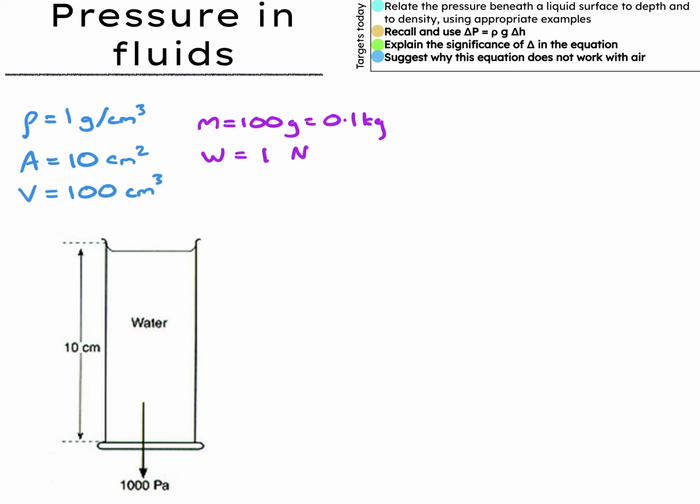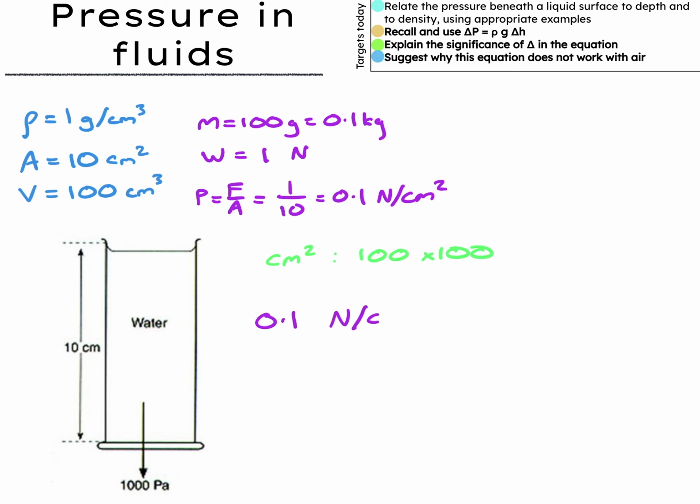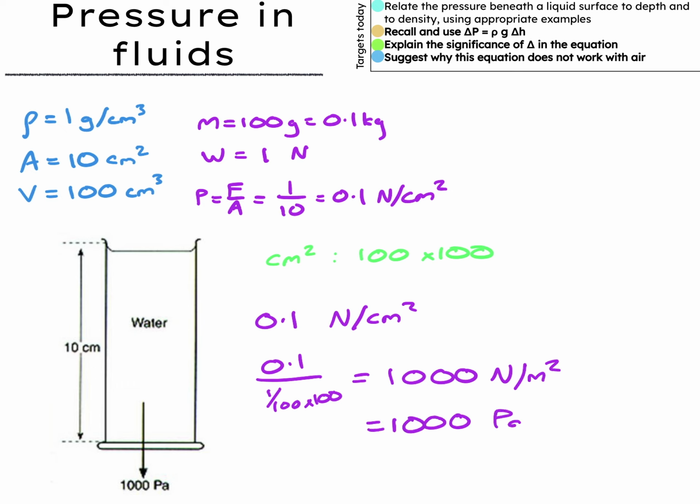Now, using pressure equals force over area, and the area was 10 centimeters squared, remember, we get 1 over 10 equals 0.1 newtons per centimeter squared. I think we'd better get that into newtons per meter squared. If you remember, going from centimeter squared to meter squared means dividing by 100 times 100, because we're in 2 dimensions. So 0.1 newtons per centimeter squared becomes 0.1 over 1 over 100 times 100, which is 1,000 newtons per meter squared, or 1,000 pascals.